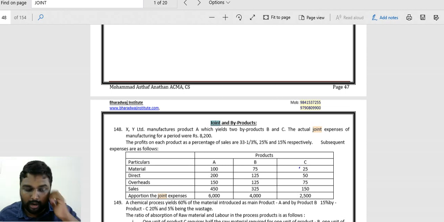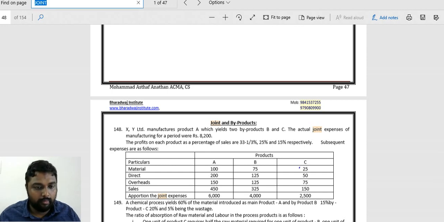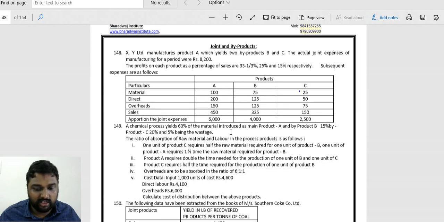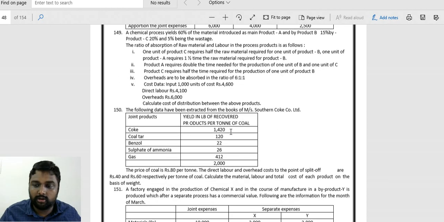Once you have completed, please take page number 48. Come to page number 48. We'll start. Are you ready? So we'll start with question number 148 itself. Or which question will we start with? First we will go with 150.